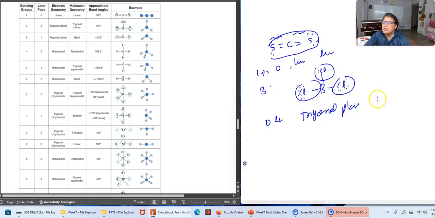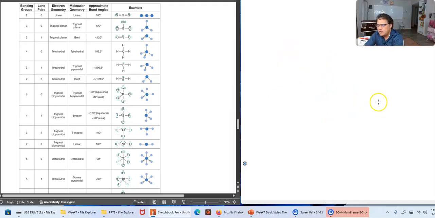Trigonal planar means they form a triangle in one single plane. This is the trigonal planar, right? And the angle will be 120 degrees. For example, BCl3: B, Cl, Cl, and Cl are in the same plane. If it is your paper, it sits like that in the same paper. See my hand. For example, if it's the wall, this is the planar, same plane, but this is perpendicular to the plane.